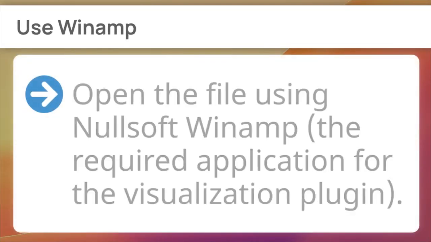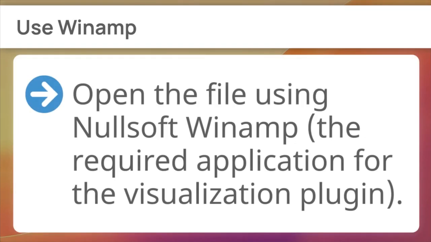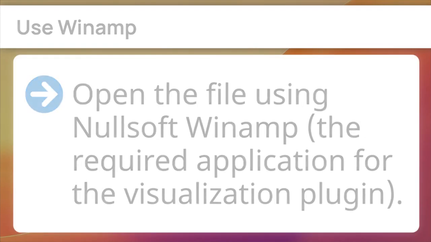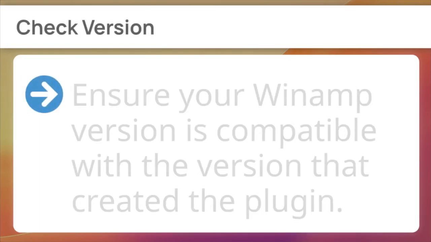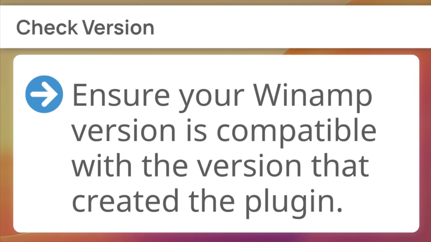First, use Winamp. Open the file using Nullsoft Winamp, the required application for the visualization plugin. Next, check installation path. Ensure the VGZ file is placed in the correct Winamp plugins folder. Finally, check version. Ensure your Winamp version is compatible with the version that created the plugin.